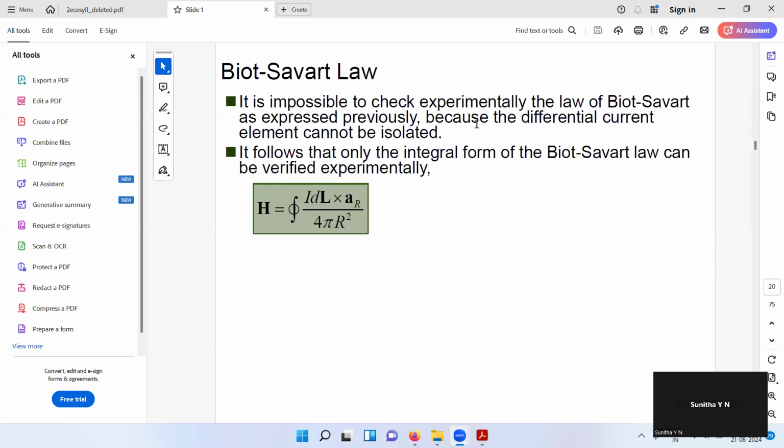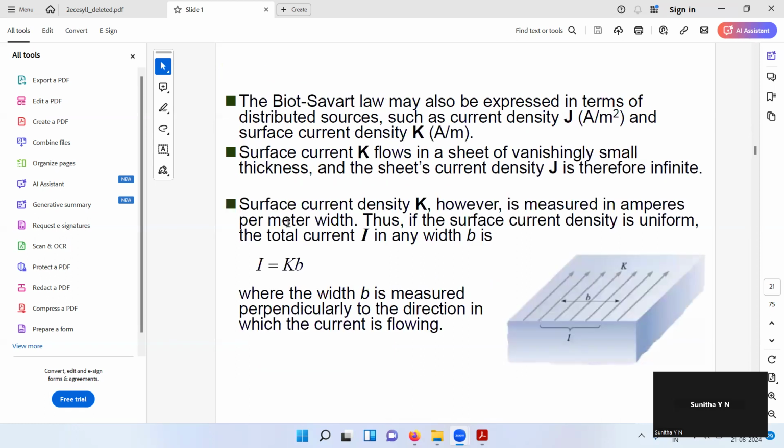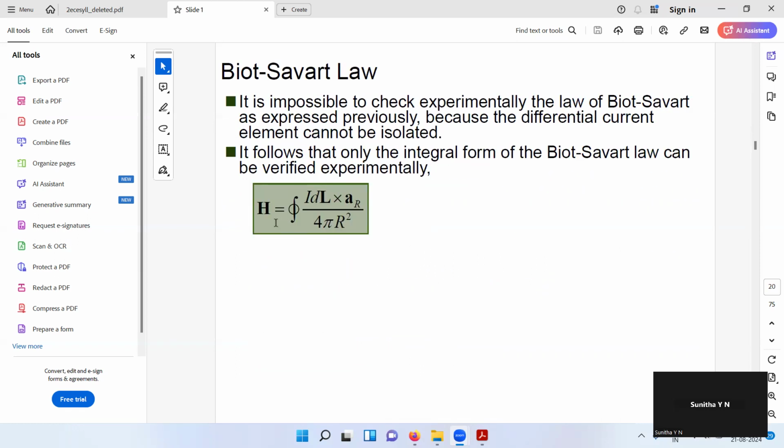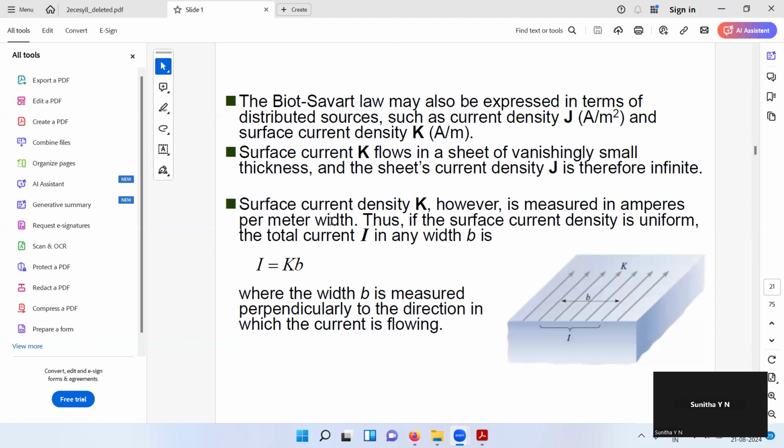It is impossible to check experimentally the law of Biot-Savart as expressed previously, because the differential current element cannot be isolated. Whereas, you can experience the integral form of Biot-Savart law, that is H is equal to the closed line integral of I dl cross AR divided by 4 pi r square. This is the integral form of Biot-Savart law. We integrate to get the total magnetic field experienced at point P.